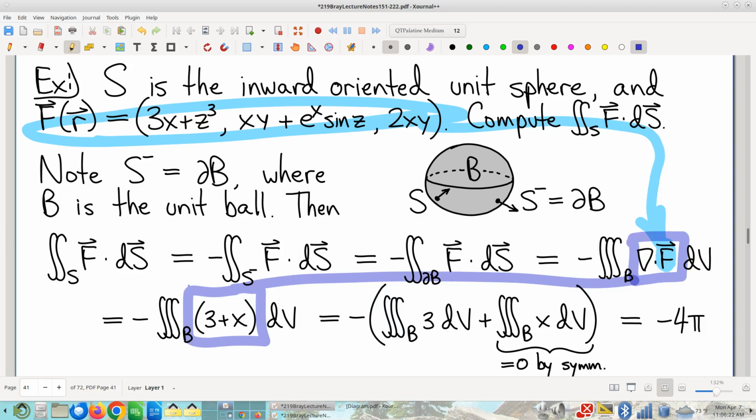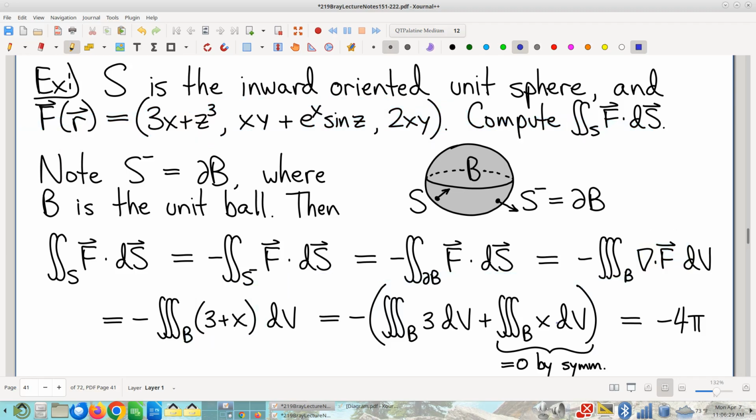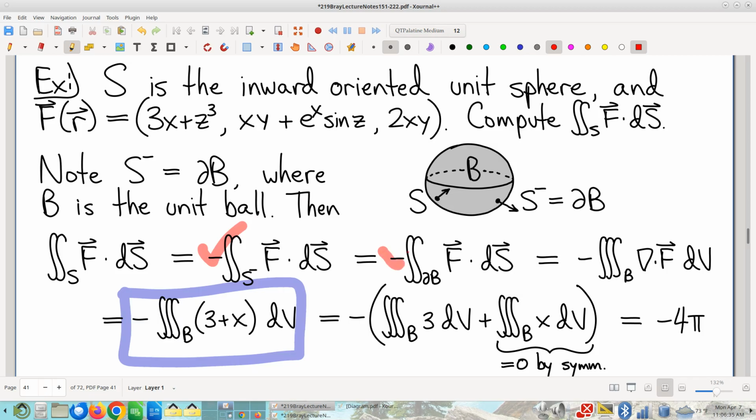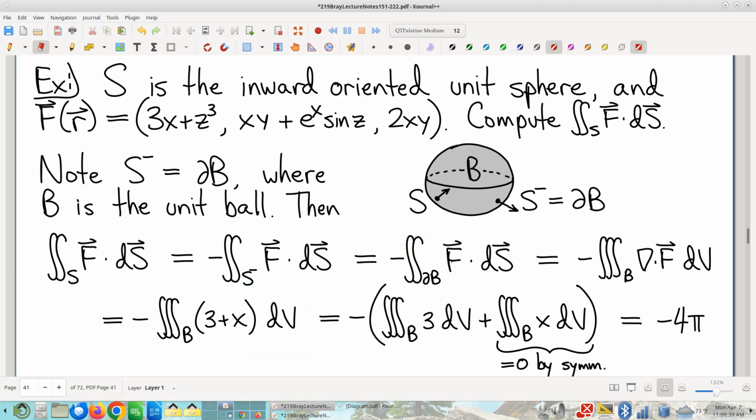And so, okay, in this case, we've got 3 plus x is our divergence, and so we just need to compute this integral. Notice the minus sign, by the way, coming along for the ride as it must. Right? And this integral is really easy to compute. Now, if you try to look at it as is, it's not so friendly. 3 plus x is not a constant.